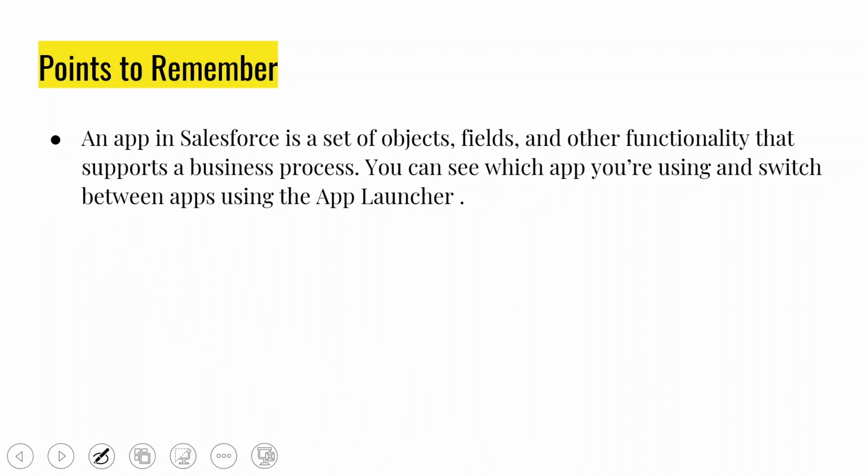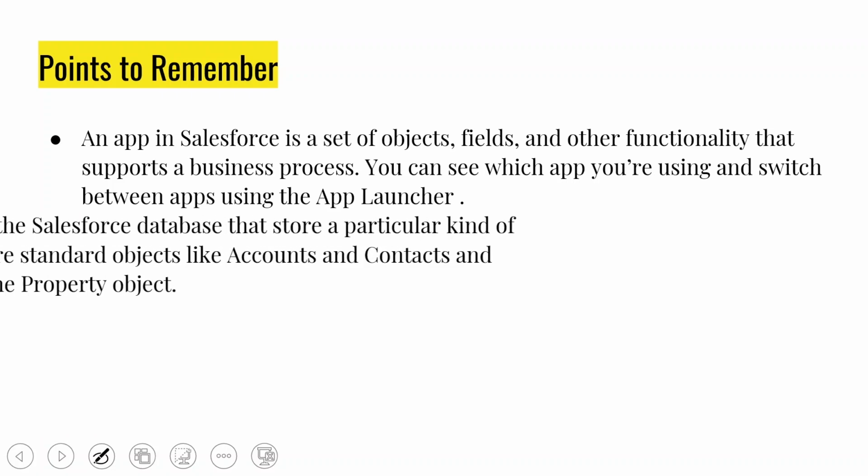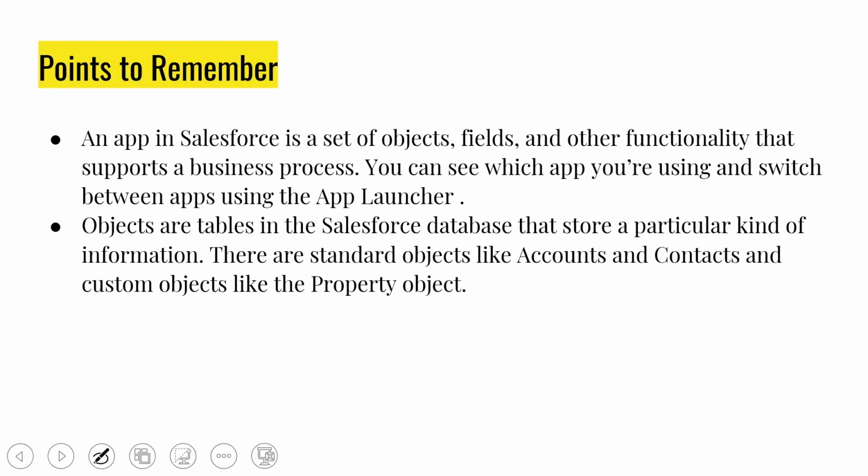An app in Salesforce is a set of objects, fields, and other functionality that supports a business process. You can see which app you are using and switch between the apps using the app launcher. This is point number one that you have to remember in this entire session. The second point: objects are the tables in the Salesforce database that store a particular kind of information. There are standard objects like accounts and contacts, and custom objects like the product object we have seen.